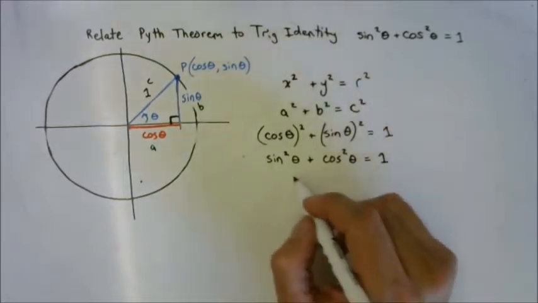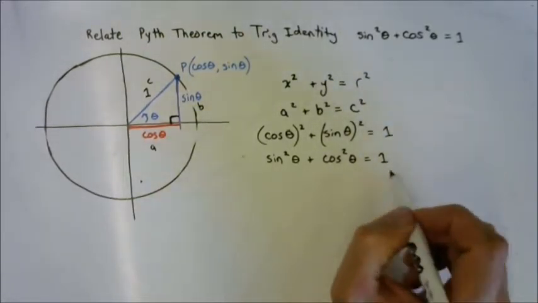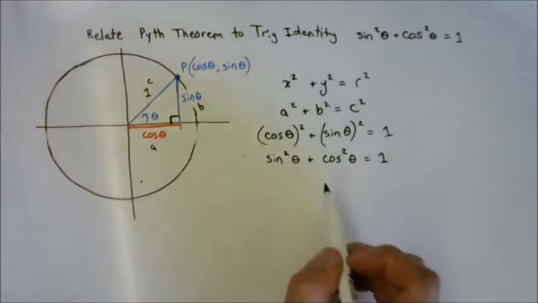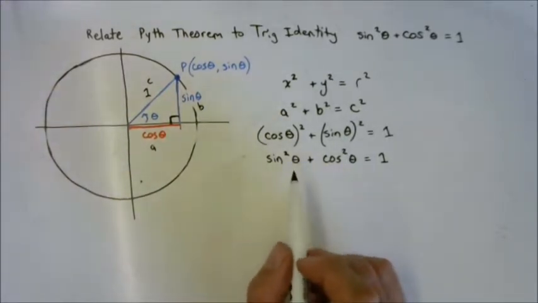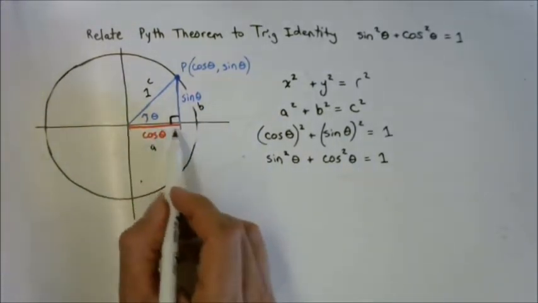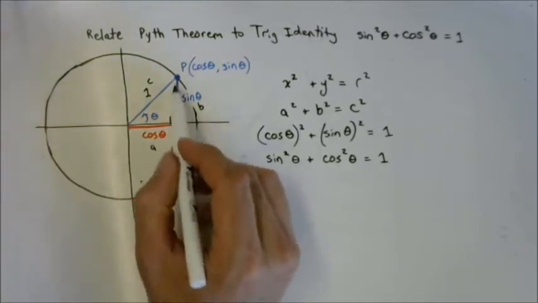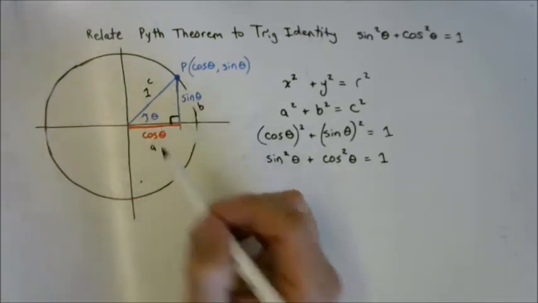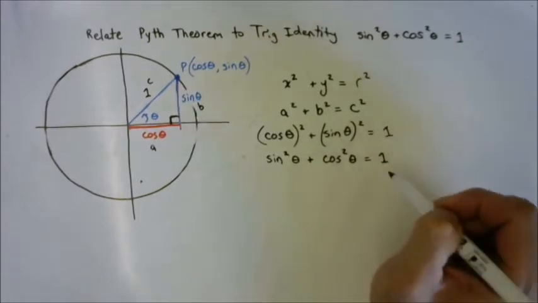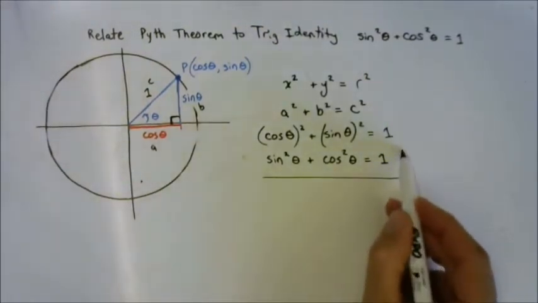And there's our primary trig identity used in the unit circle, because we know that the distance along the x-axis is the cosine of theta, and the distance along the y-axis is the sine of theta, and we just apply the Pythagorean theorem, and you end up with this trig identity.